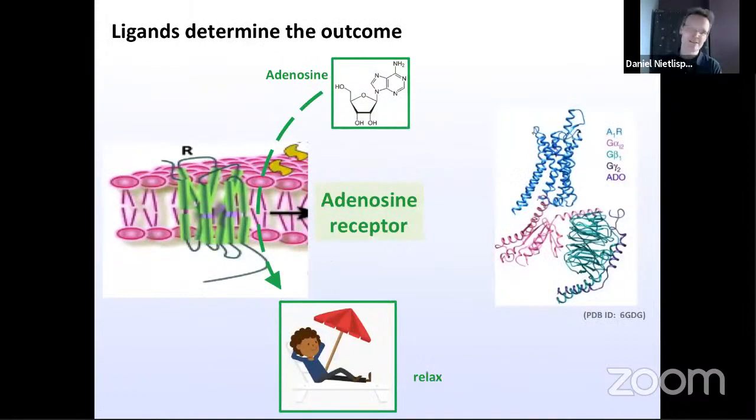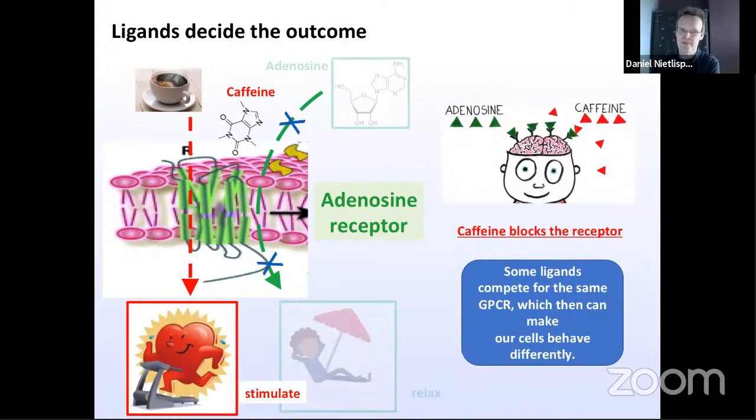So here is an example. We have the adenosine receptor, which is embedded in the bilayer, and there is a chemical called adenosine, which binds to this particular receptor. And overall, this makes us relax. We're very content and we feel very relaxed. However, one nice morning, we decide to have a cup of coffee. And coffee contains the chemical caffeine.